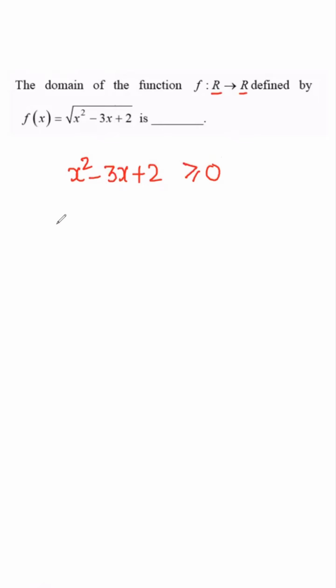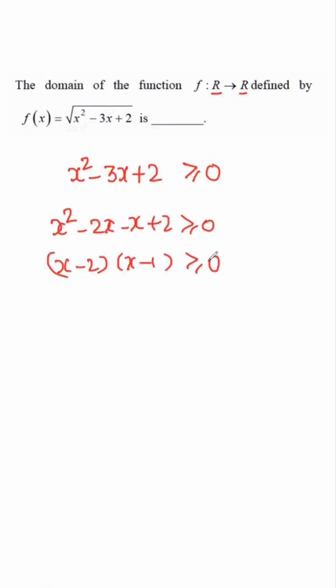We'll factorize it. Using middle term splitting, it will be negative 2x, negative x, plus 2, greater than or equal to 0. So we get (x minus 2)(x minus 1) greater than or equal to 0. Okay, now our critical points are 1 and 2, and infinity. So now we have three intervals.